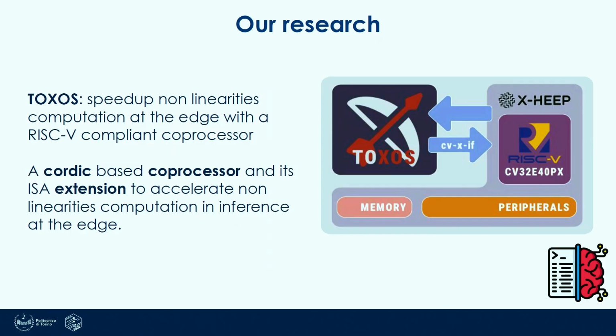Then, Toxos, that is another coprocessor. In this case, the function is fixed and is targeting the acceleration of nonlinear functions in AI workloads, for example, all the activation functions. And also in this case, we have an ISA extension that is supported by the compiler, so you just add the flag and you can get the right assembly code.